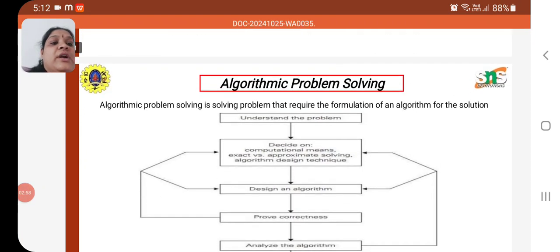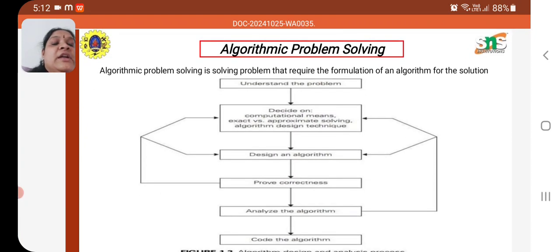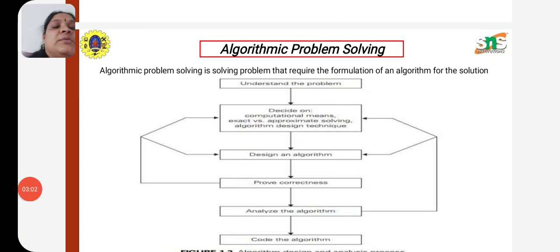So these algorithm problem solving steps can be applied to any real world problem. Even we are using this design thinking technique in our college, which is similar to that one, which we can apply for any real world problem.